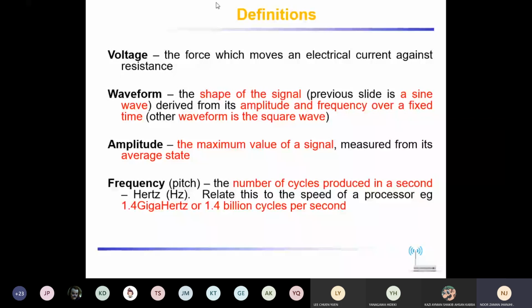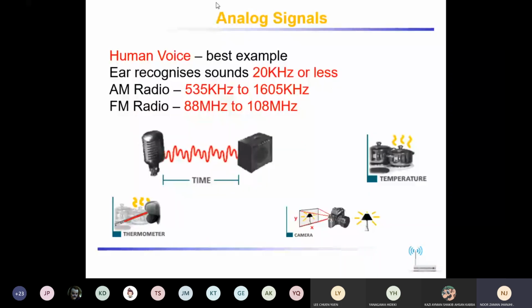So now you know that the wireless frequency you are using is 2.5 gigahertz, 5 gigahertz, or 6 gigahertz. We know what these are: cycles in billions per second. From here you can see that the human voice is the best example of an analog signal. You are able to listen to me. This is the human voice, and it is the best example of analog signals.